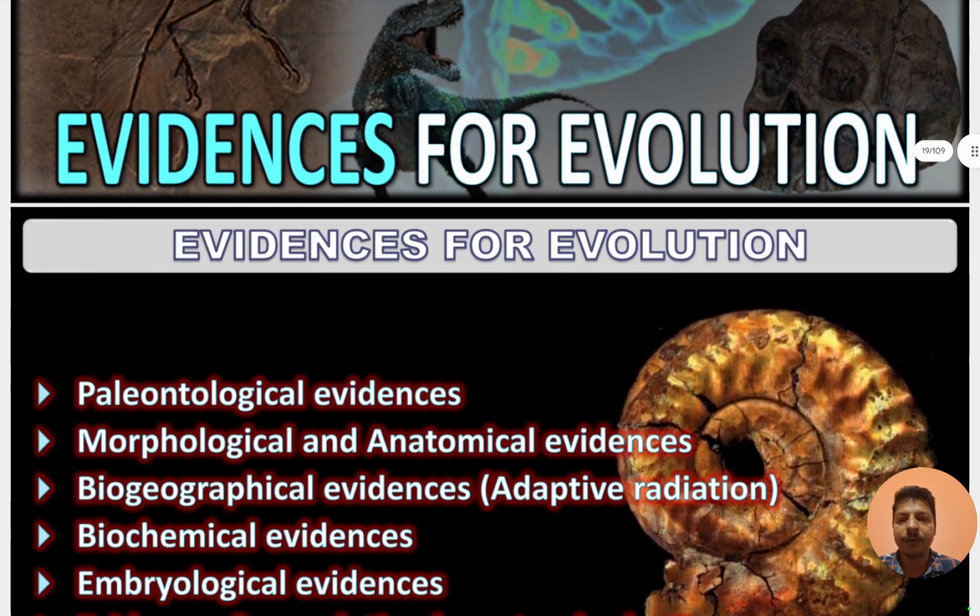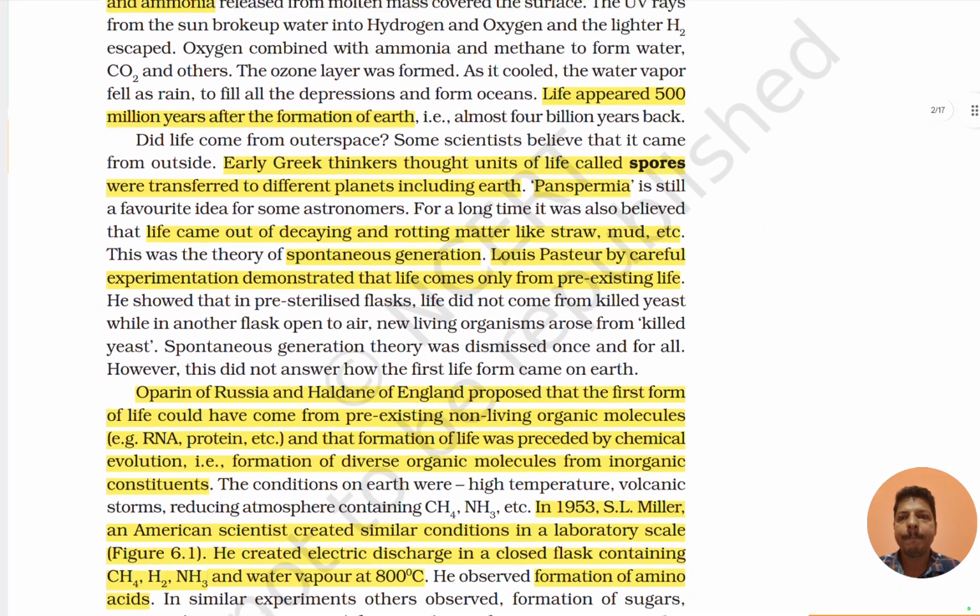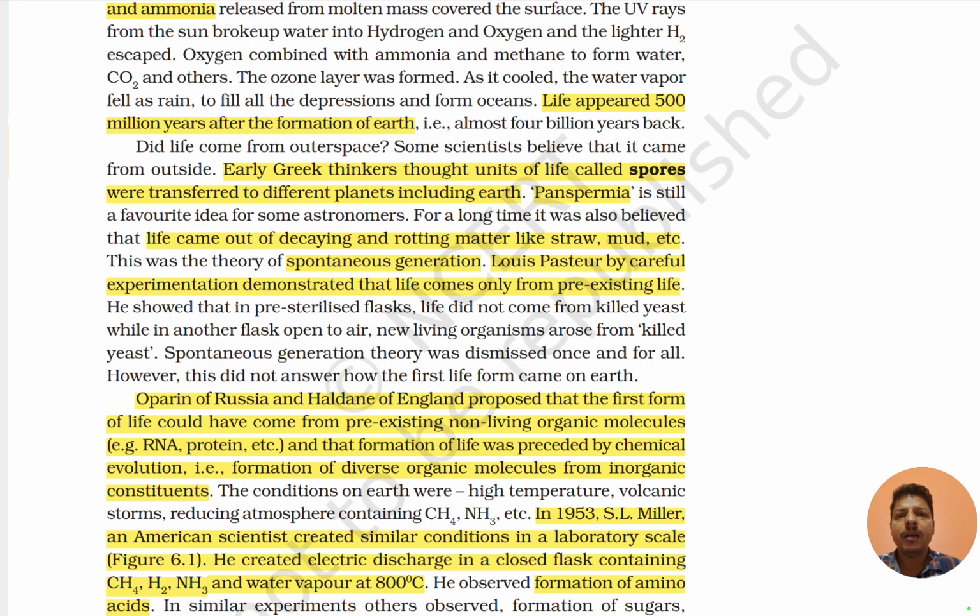Then coming to evidences for evolution. Before starting this, let's see what your NCERT says. Here you can see some scientists believe that life came from outside. Early Greek thinkers thought units of life called spores were transferred to different planets including Earth, and gave the term panspermia. It is still a favorite idea for some astronomers. For a long time it was also believed that life came out of decaying and rotting matter like straw and mud, etc. This was the theory of spontaneous generation.